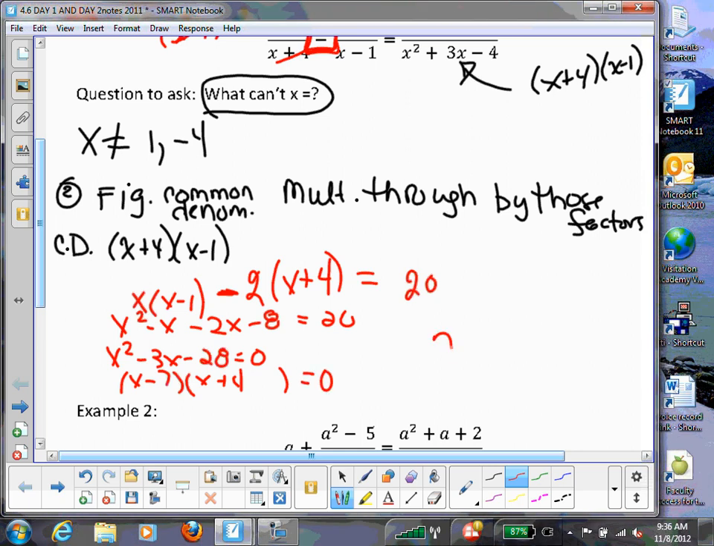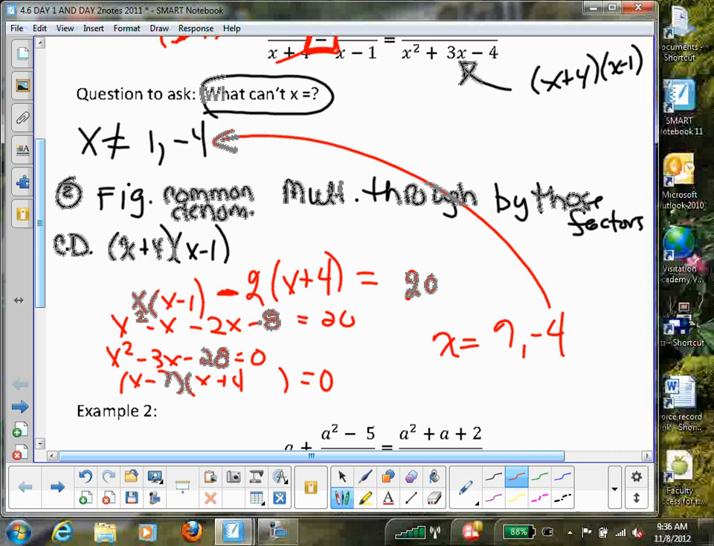What are my possible solutions? And where do we look? We go back to here and make sure that none of our answers were eliminated as our very first step. What was eliminated? That means our only solution is 7.